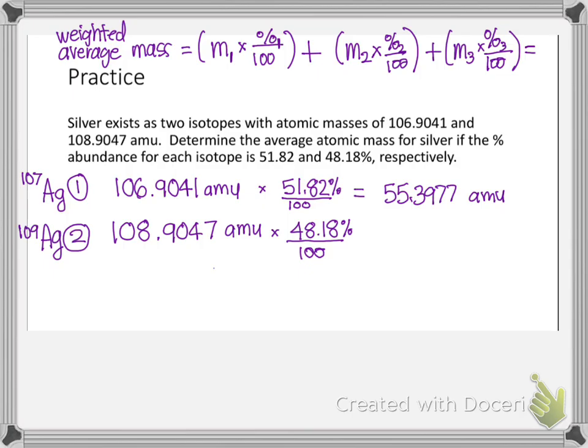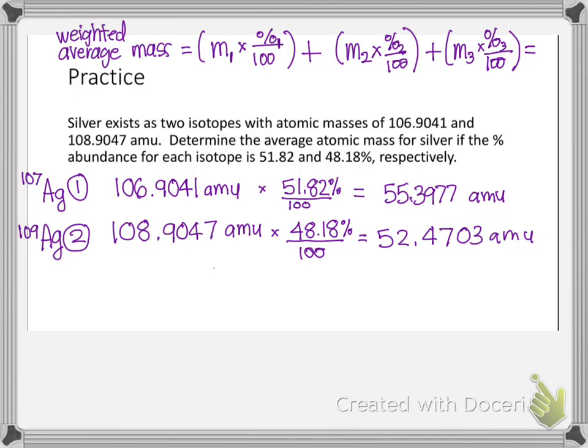And this is 108.9047. So I'm doing the mass times 0.4818. Oops, I did something wrong. That would have given me the wrong number. Actually, on this one, I'm going to know if I did it wrong because we're going to compare our answer. Okay, I get 52.4703. I didn't write all the digits, but I think I have enough. All right, so those are the answers I get for there.